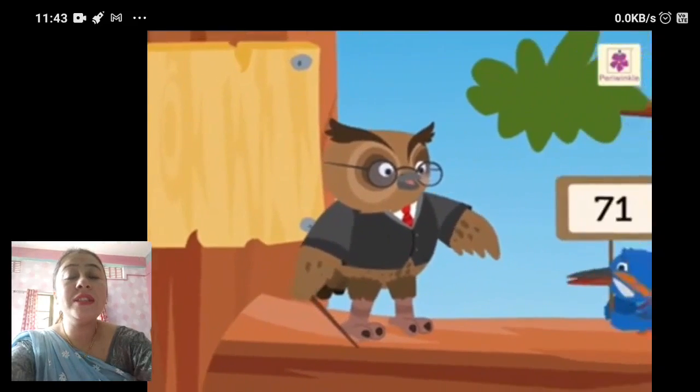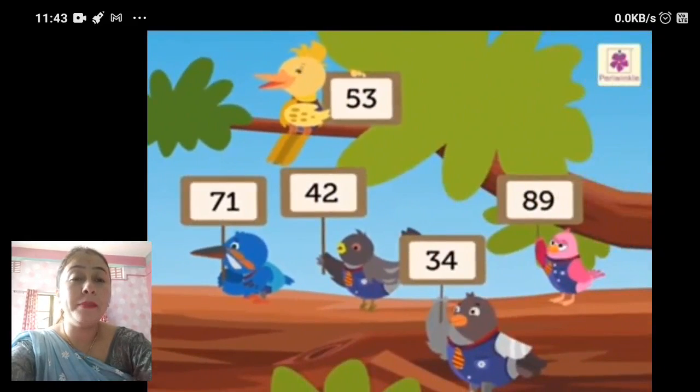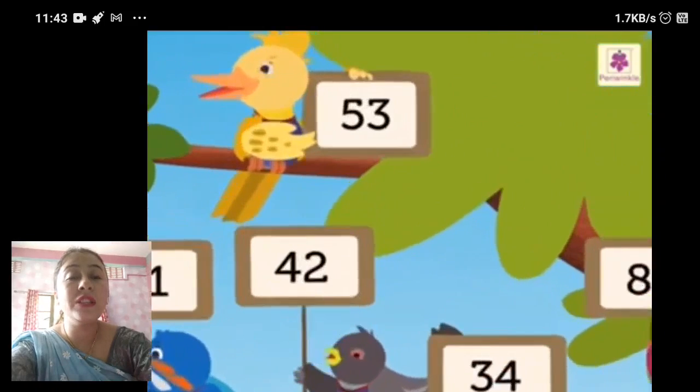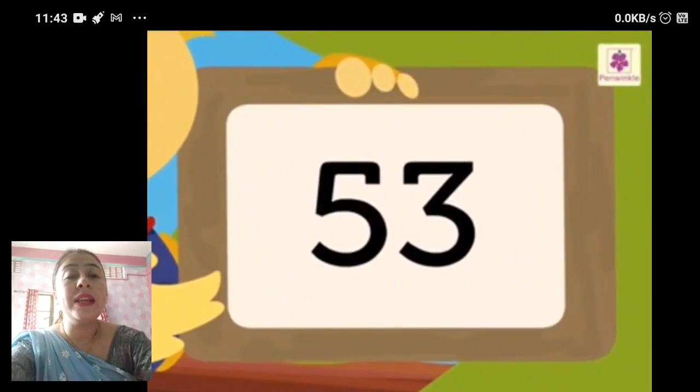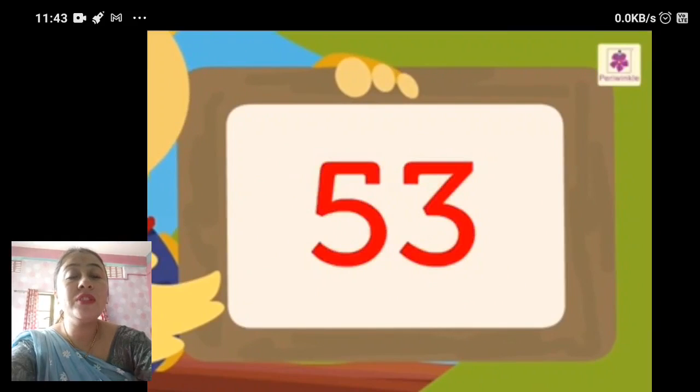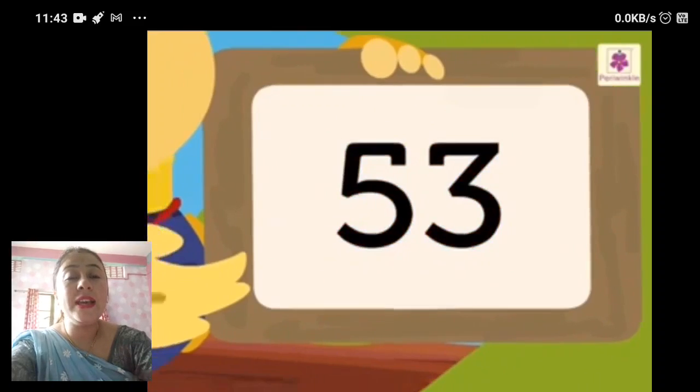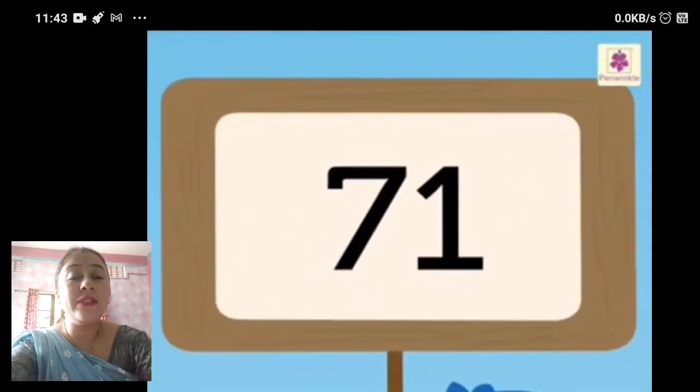Okay, now let us see more examples with more numbers. Okay, so the numbers are 53, 71, 42, 34 and 89. Now you have to find out which are the even and which are the odd. Let us start with 53. So in 53, the last digit or the digit in the ones position is 3. So it is 3. That is why 53 is an odd number. Yes. Now next 71.